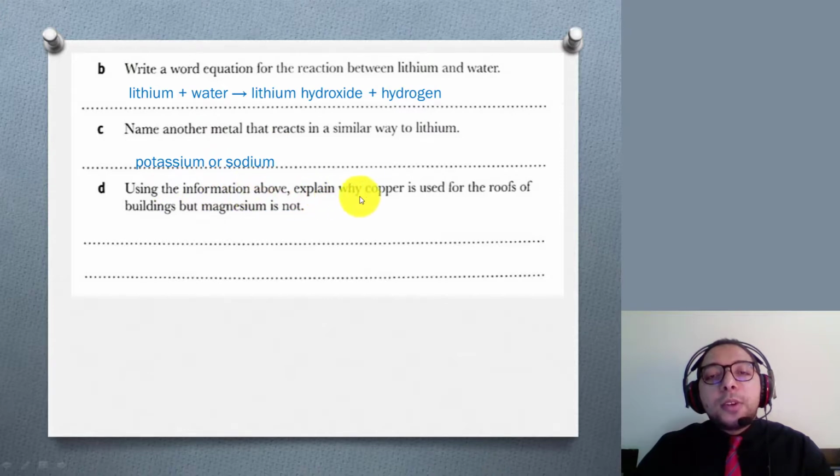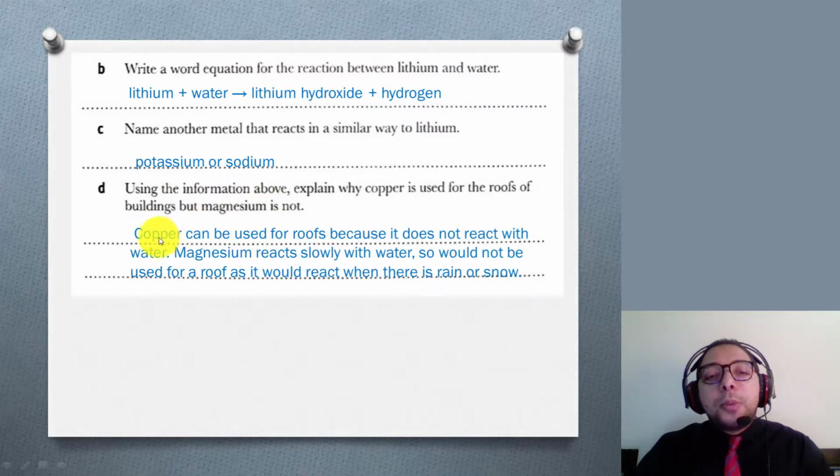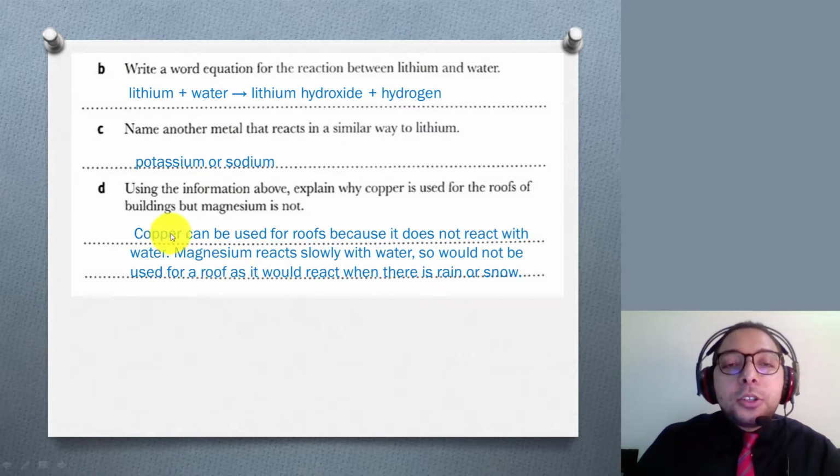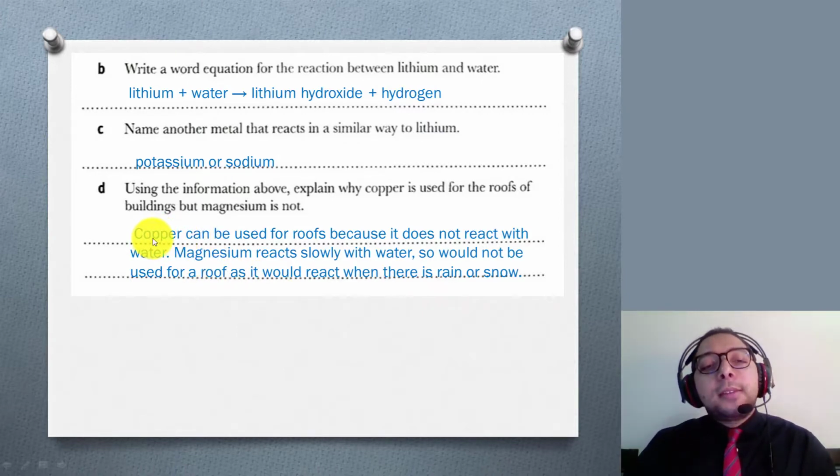Using the information above, explain why copper is used for the roof of a building but magnesium is not. Copper can be used for roofs because it doesn't react with water, while magnesium reacts slowly with water, so it would not be used for a roof because it would change from the rain and the snow. We need something that does not react with water, like copper.